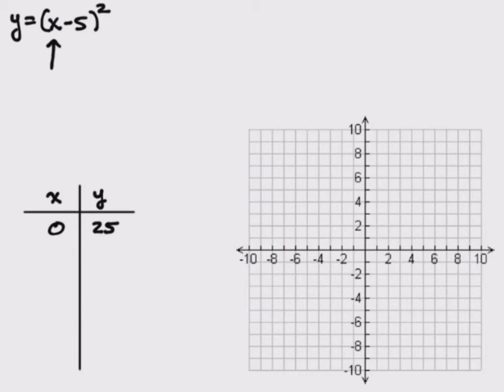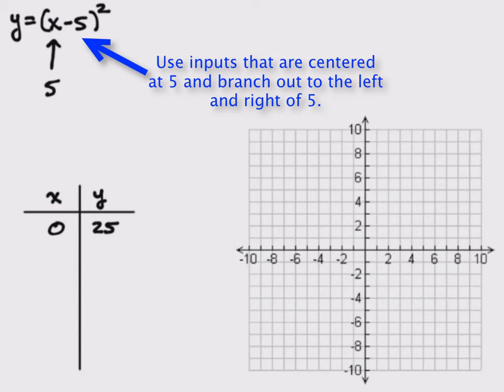So the question is, what x values can we use to make sure that x minus 5 doesn't get too big? Because if x minus 5 is too big, then x minus 5 squared is going to be off the graph. So what value of x is going to make x minus 5 squared the smallest? Well, if x were 5, 5 minus 5 is 0, and that squared is, of course, 0. So instead of centering our inputs at 0, let's center our inputs at x equals 5 and branch out to the right and left of 5 and piece together our graph.